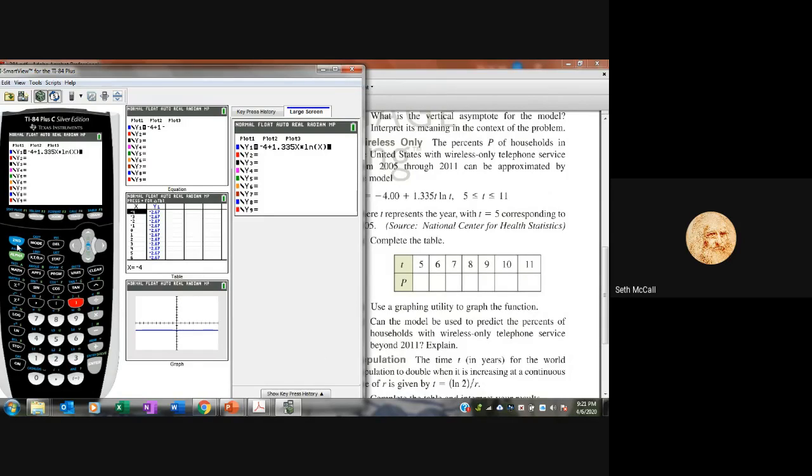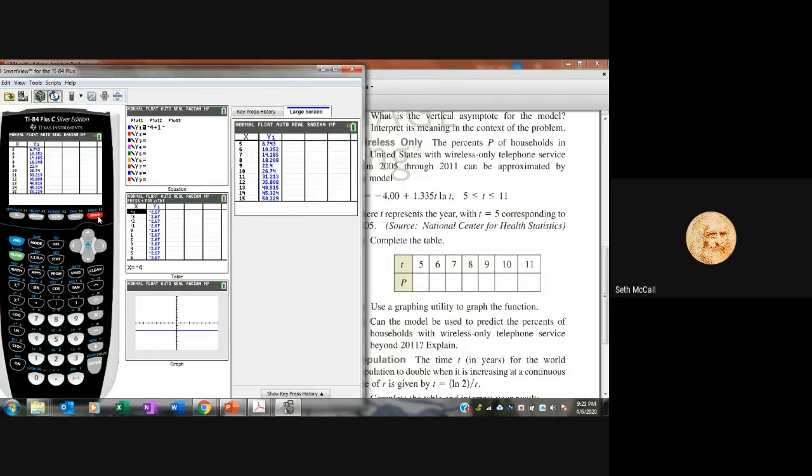So if you hit second table settings, which is the window key, we want to make sure, see right now my table's starting at -4. Everybody's might be starting different. We want our tables to start at 5, so change that to 5. And we want our change in the table to be by ones, and we want it to automatically generate, so you want both of those to say auto. We may have changed the first one over to ask at some point. So make sure this is set to 5, 1, auto, and that was second window. Once you have your table set up correct, go ahead and hit second graph, which is the table, and you can see we have all the values to fill out the table.